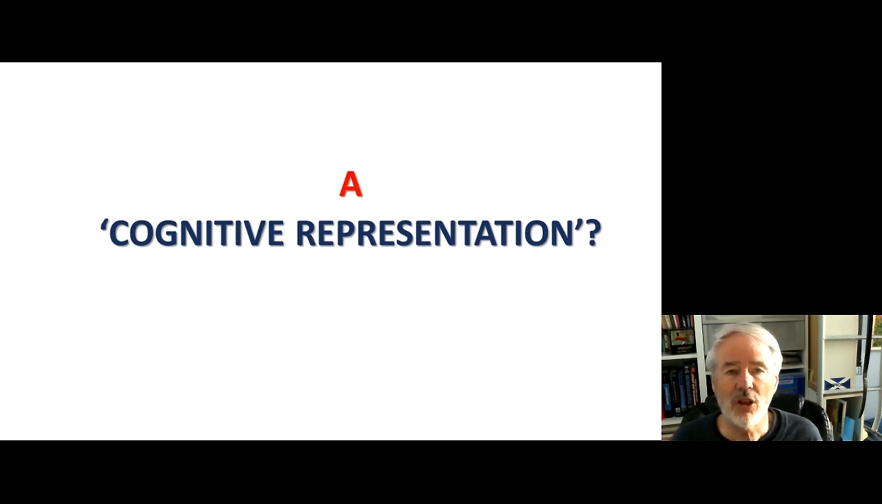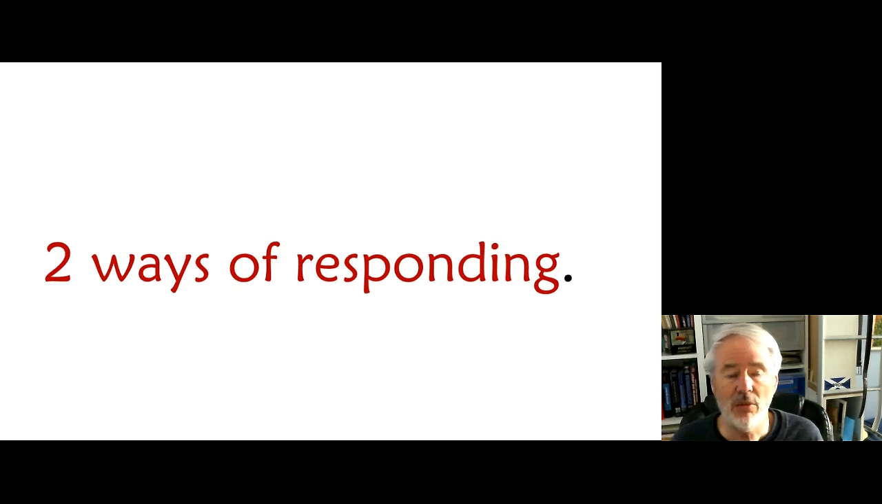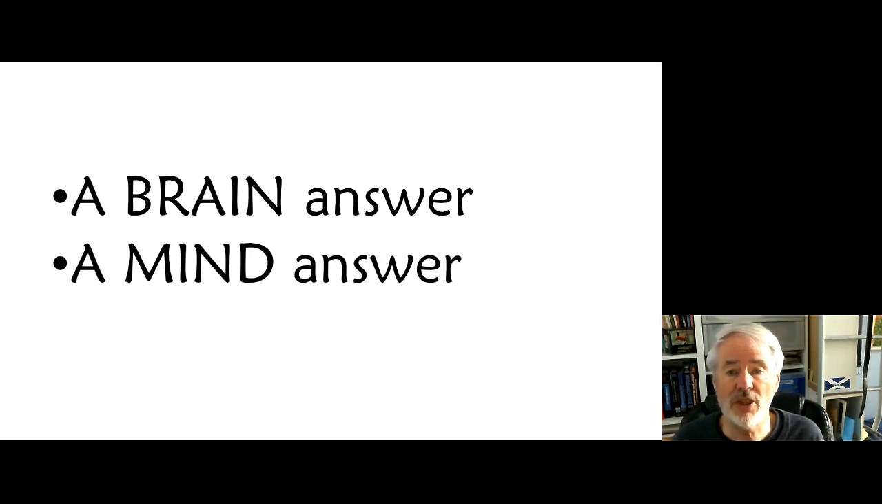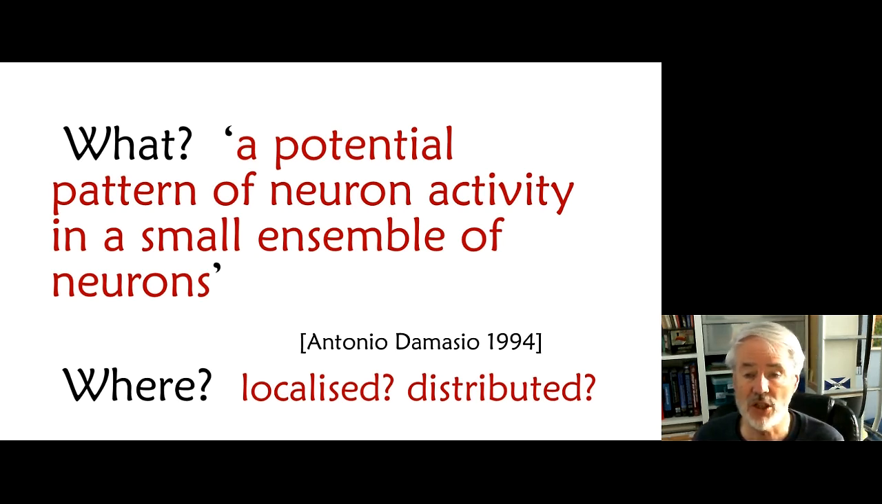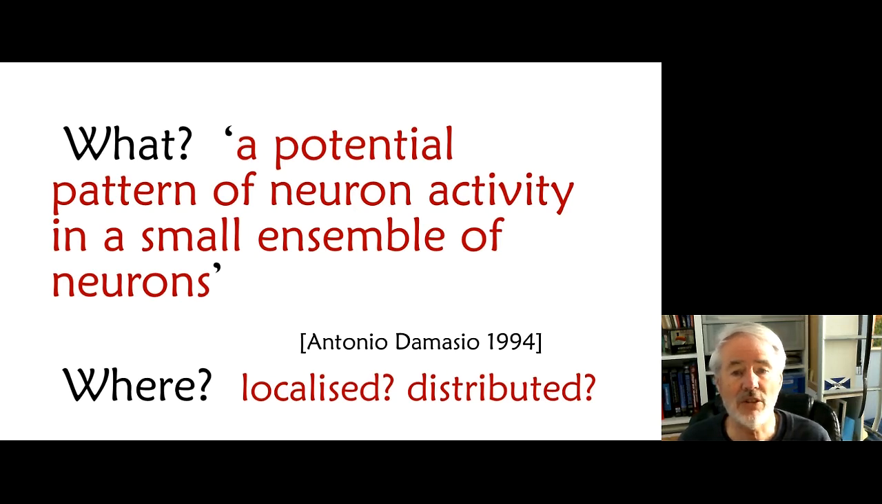So, the first concept was a cognitive representation. What on earth is that? Well, you know, there are two ways of responding. There's a brain answer and a mind answer. A brain answer would be quite difficult, but people have attempted it. And what a cognitive representation is, when you look at neurons, neural structure, brain structure, could be something in the order of a description as given by Antonio Damasio in 1994, when he was talking about what he called dispositional representations. And he said what they are basically a potential pattern of neuron activity in a small ensemble of neurons. So we're talking about neuron activity, and we're talking about an ensemble of neurons. And the question is, how localized are these, or how distributed? And probably there are localized aspects and distributed aspects as well.